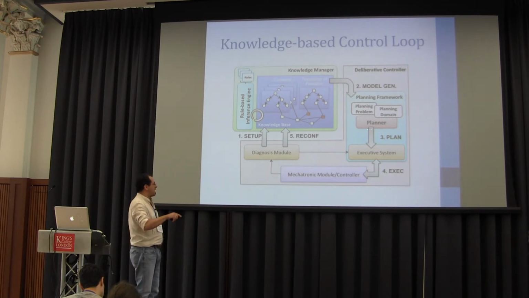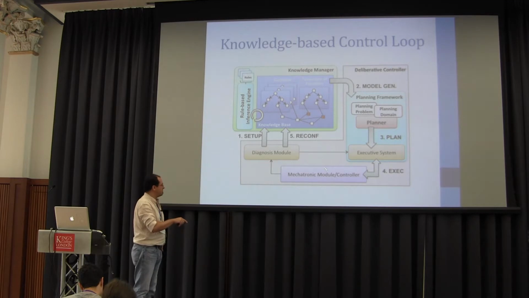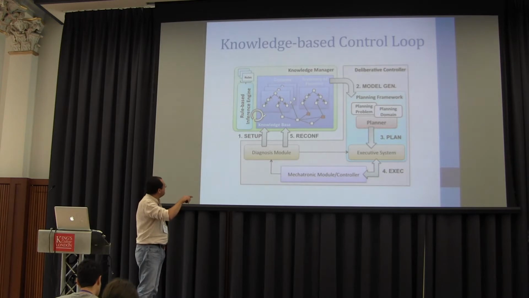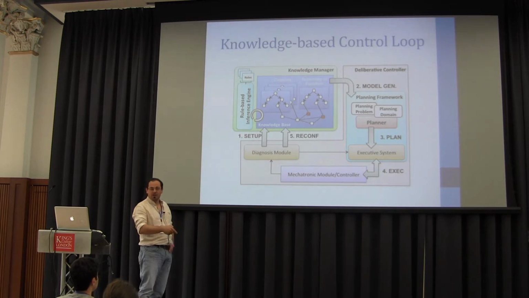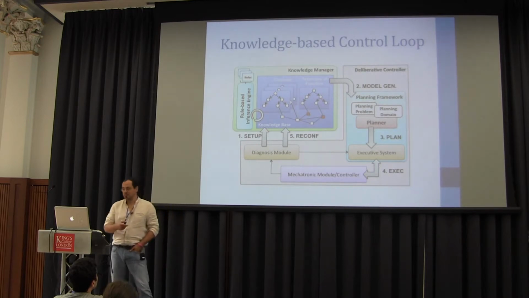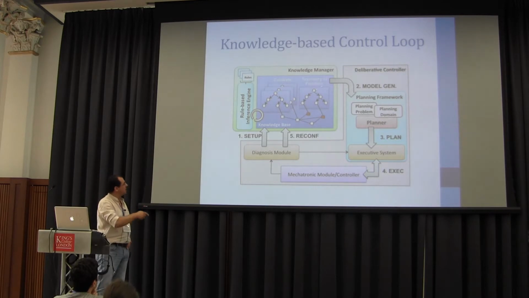Then the classical plan and execution control loop goes on until some major reconfiguration, for instance a physical reconfiguration of the mechatronic module, a failure, whatever, is triggered. Then the diagnosis module is supposed to recognize such an event and update the knowledge base. The inference engine recalculates the functionalities that are actually implemented by the component, and the planning domain is updated. So this is the loop going on. It's a double loop: the classical one and the knowledge-based control loop that is at a higher level.